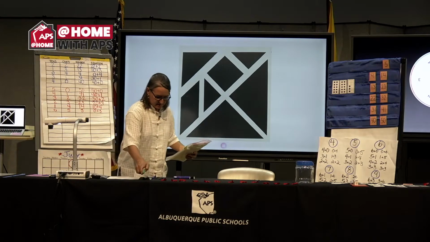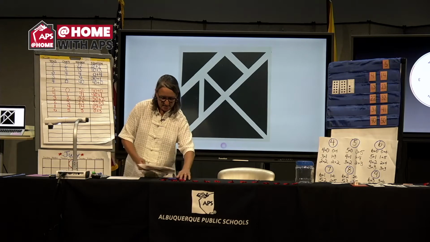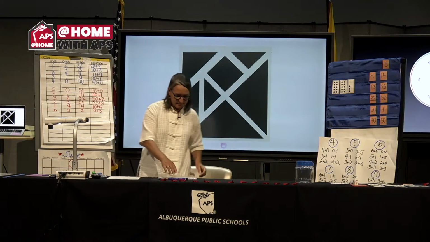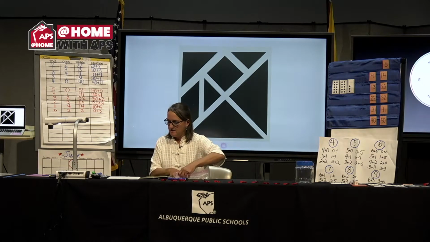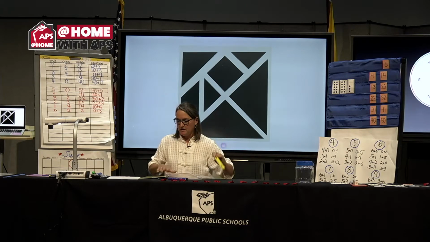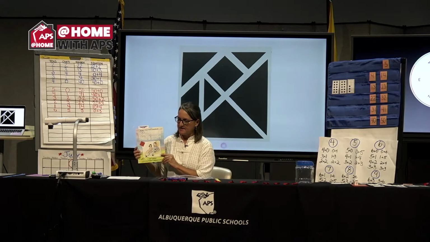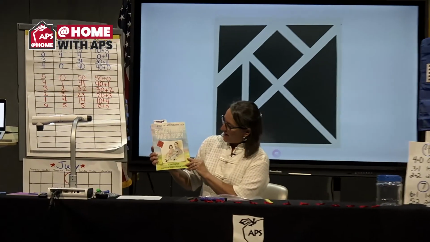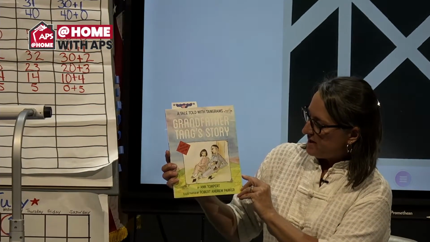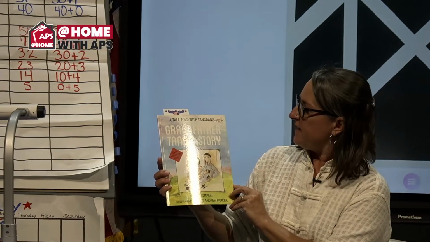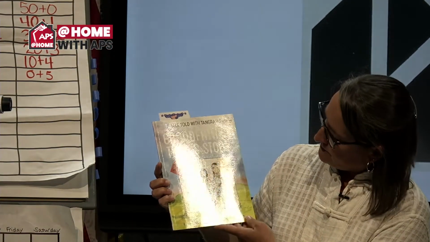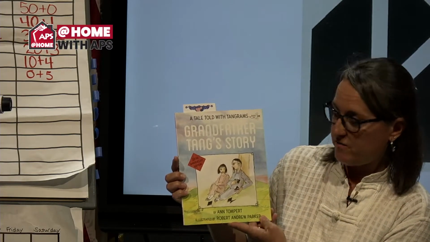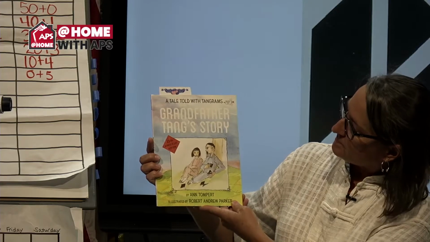So guys, today's story is a special one. It's called Grandfather Tang's Story, and it was written by Anne Tompert and illustrated by Robert Andrew Parker. And it's a dragonfly book. Now, something that's special about this story is, well, first let's look at the cover, actually. What do you notice on the cover?